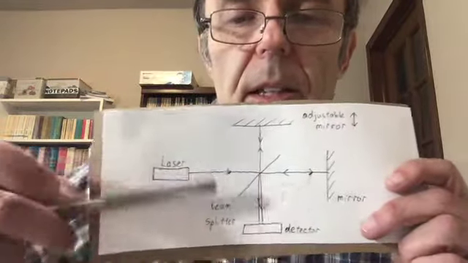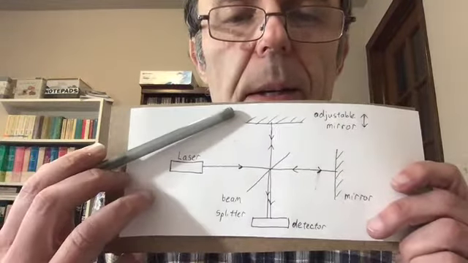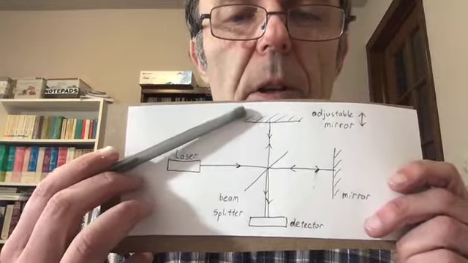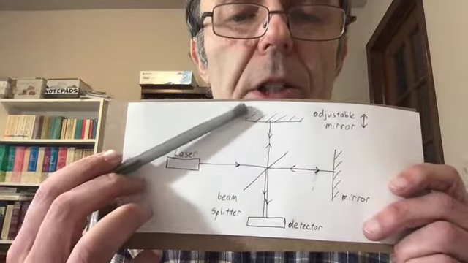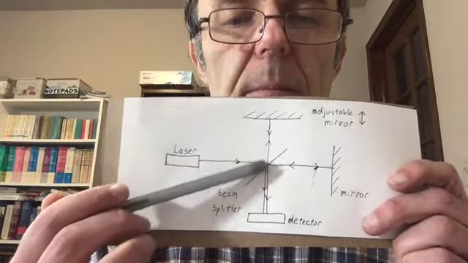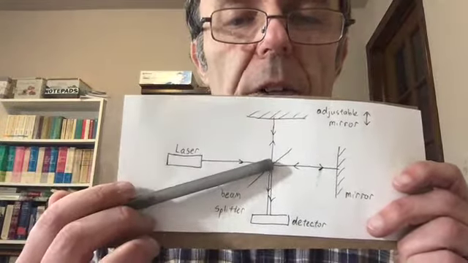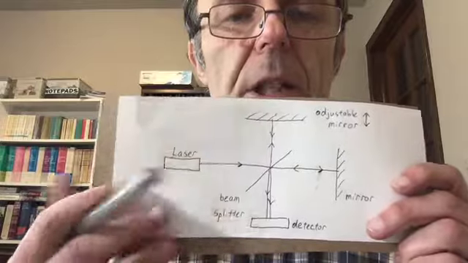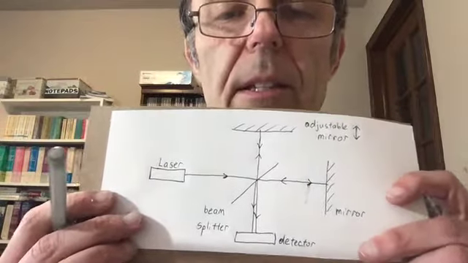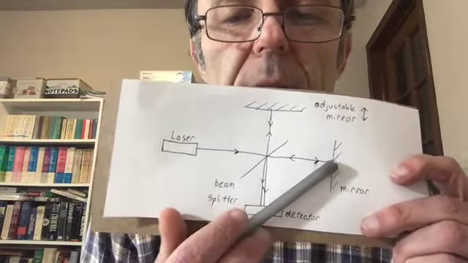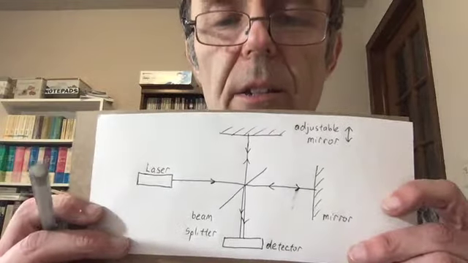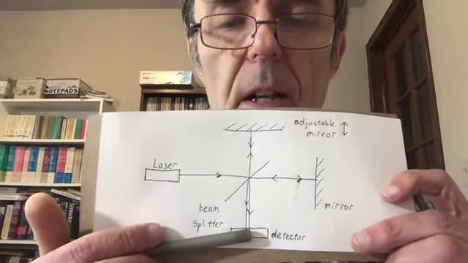Now, the secret to this is that this mirror up here is adjustable. You can move its position up and down. And as you move its position, you're changing the path length of this beam. As you change the path length, you're changing the total distance that the light travels. You aren't changing the distance from this beam because this mirror is stationary. So what you're doing is you're changing whether the two rays, when they hit the detector, are in constructive or destructive interference.